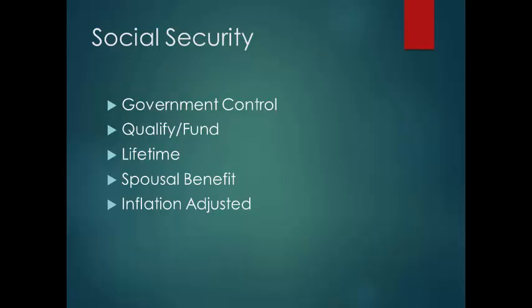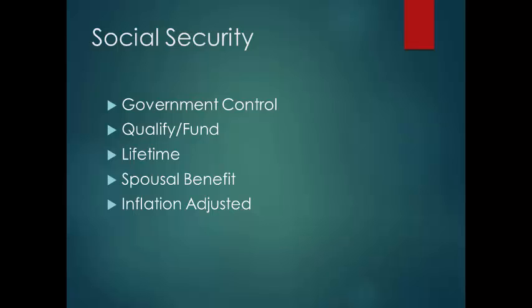Let's look at Social Security for a moment. Social Security is government controlled. They set the required withholding amounts, payout amounts, and all the other guidelines. And they can change them at any time. To qualify for Social Security benefits, you need 40 credits, which equates to 10 years of work history. You also need to be at least 62 years old, and there's over 567 ways to claim Social Security benefits.